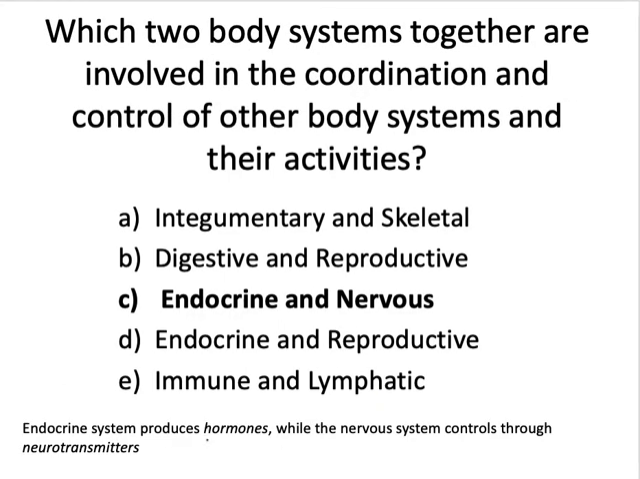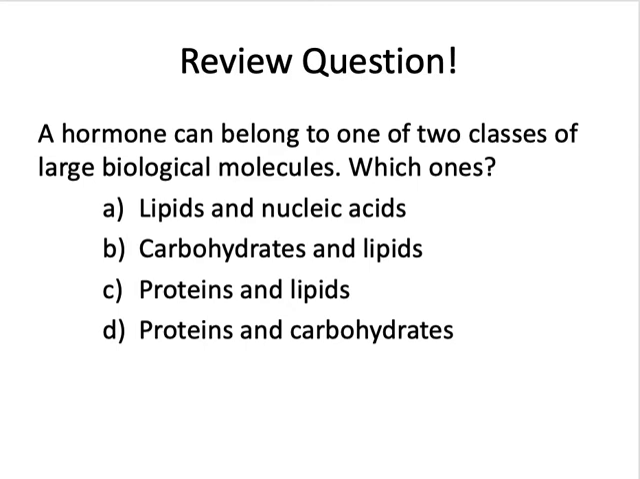Correct. It's the endocrine and nervous systems. The endocrine system will produce hormones, while the nervous system will produce neurotransmitters. So let's follow this up with a review question. We've learned about hormones before. Review question: a hormone can belong to which classes of macromolecules? Lipids and nucleic acids, carbohydrates and lipids, proteins and lipids, or proteins and carbohydrates?